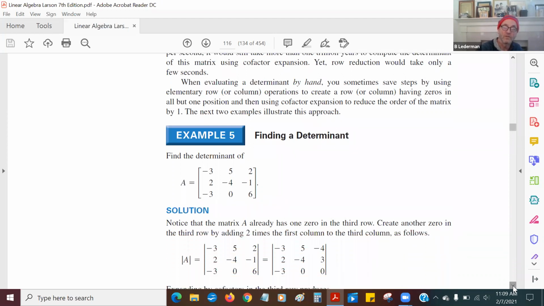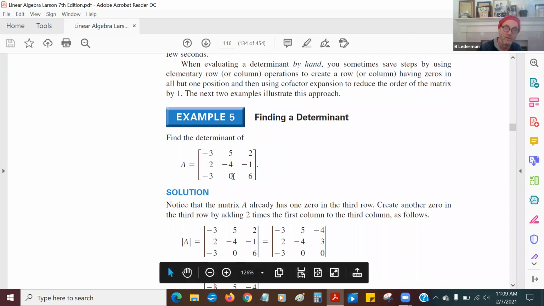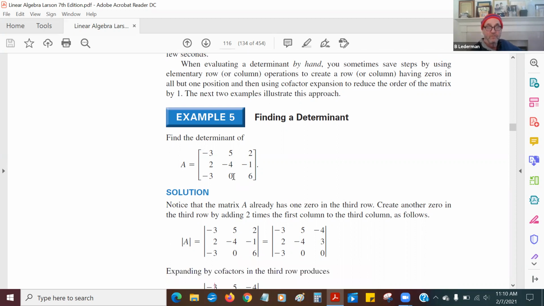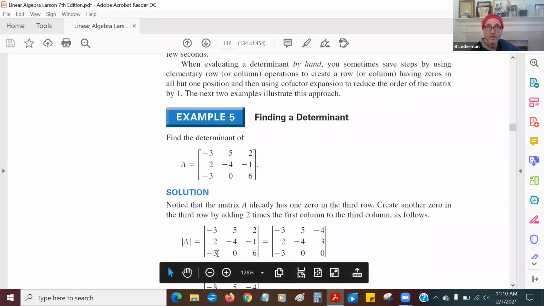So first, I always look for the zeros. I'm always looking for zeros, and I want to capitalize and try to create another zero if possible. Now notice that I have a -3 and I have a +6. If I add twice the first column onto the third column, then the third column becomes -4, 3, 0. So now I have 2 zeros in this column.